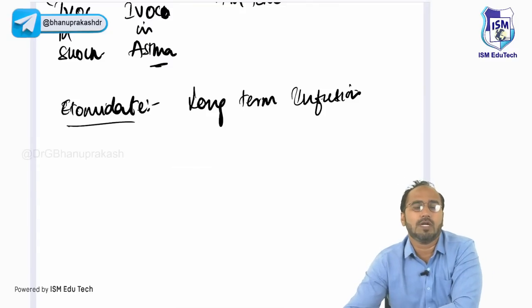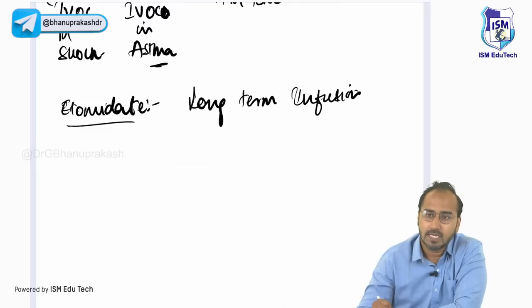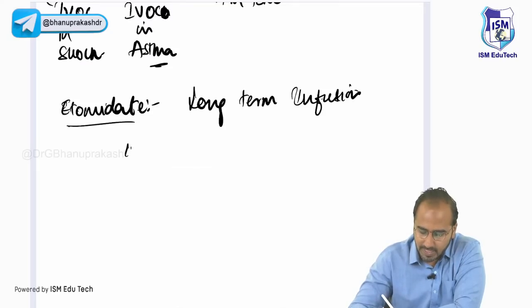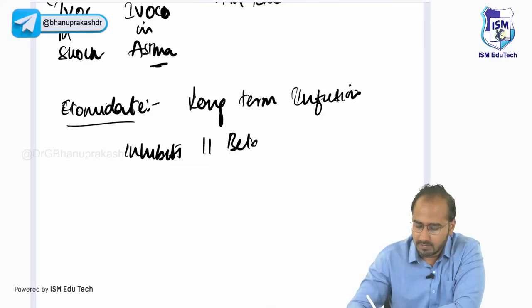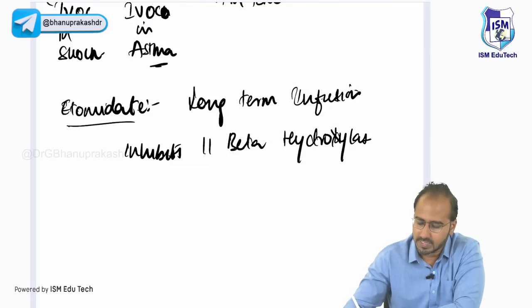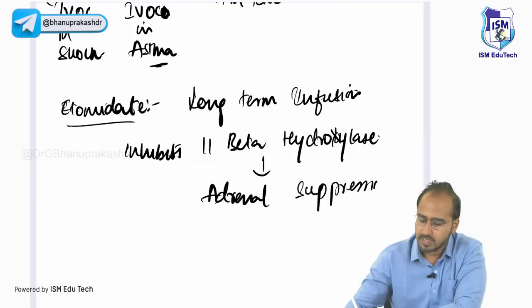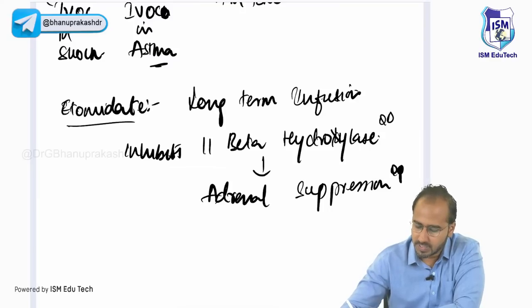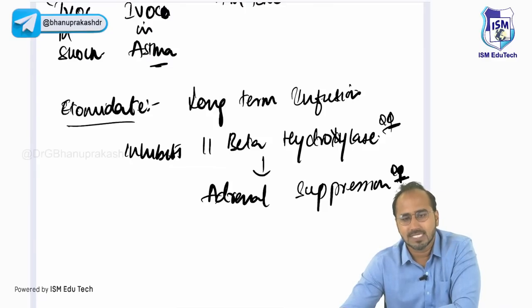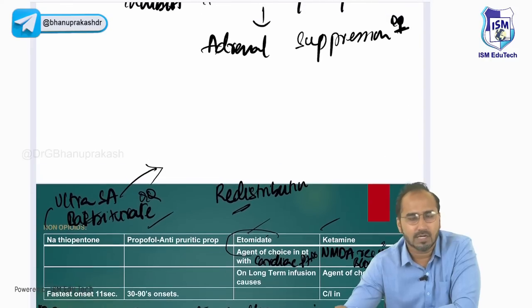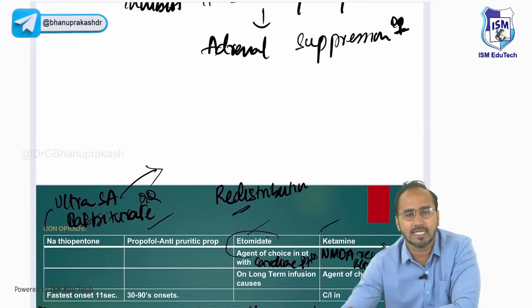Long-term infusion of etomidate inhibits an enzyme called 11-beta-hydroxylase. That can cause adrenal suppression. So it inhibits 11-beta-hydroxylase that can cause adrenal suppression. That's the point that we need to know regarding etomidate.